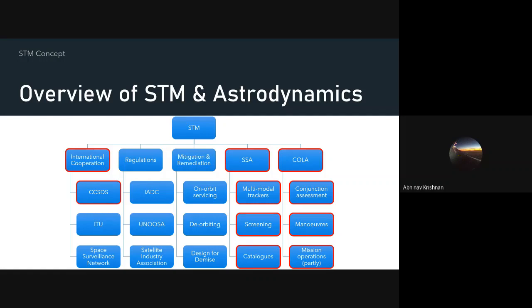Then you have regulations. As I mentioned, this is not a single technical field. It is an amalgamation of several policymakers, artists, designers, engineers, and also definitely astrodynamicists. Regulations are, as you can see, there is IADC. IADC stands for Interagency Debris Committee. So India is also a part of it, a major part of it, but it is not an actively ruling member of IADC as the US or Europe is, unfortunately.